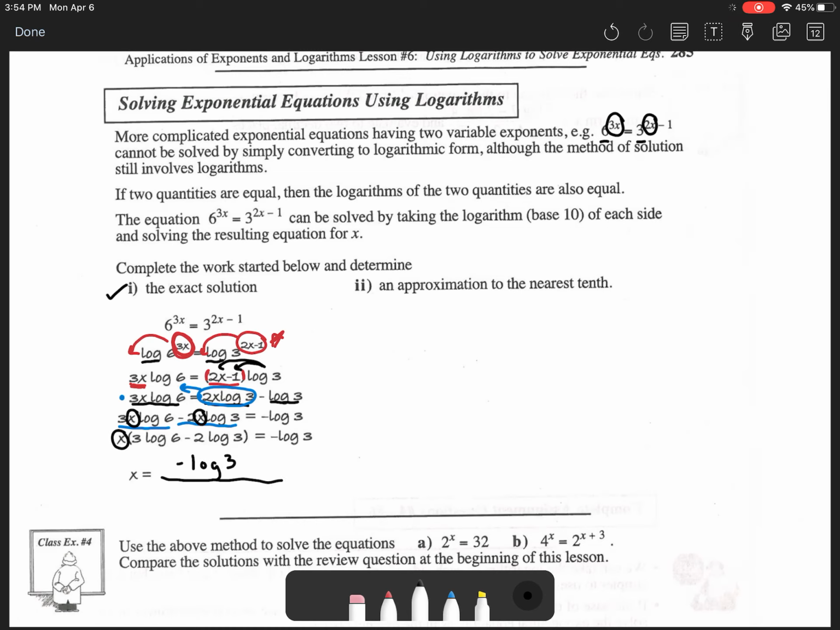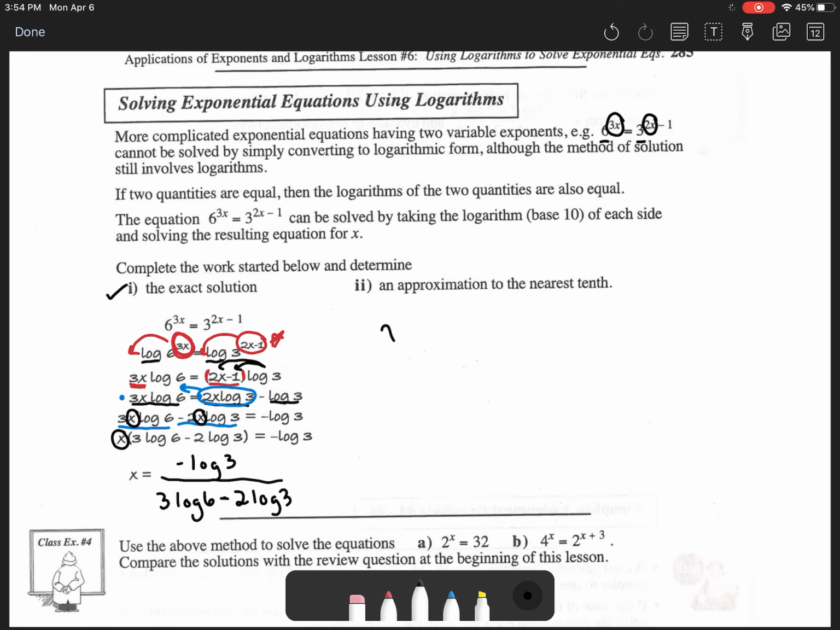So on the right-hand side, I still have the negative log 3, but now I have to divide by 3 log 6 minus 2 log 3. And there is your exact answer. That's exactly what it is.